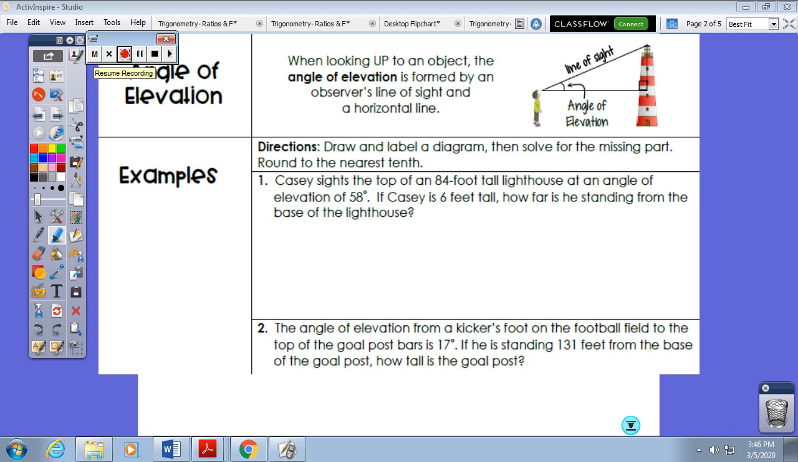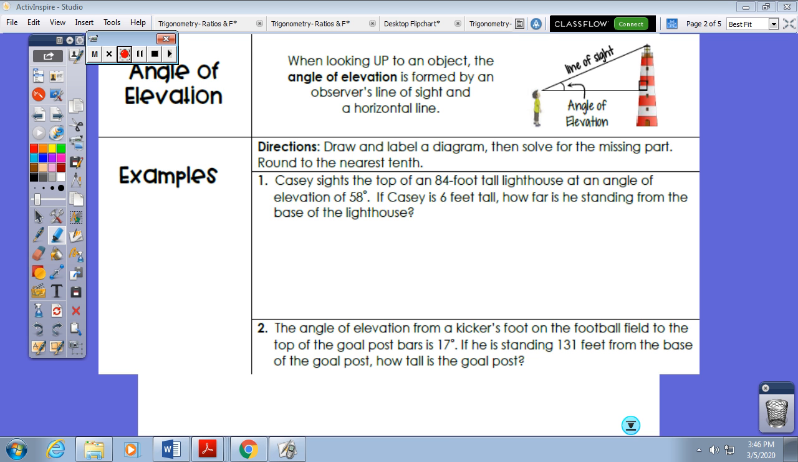In this video we're going to talk about angle of elevation and angle of depression. When looking up to an object, the angle of elevation is formed by an observer's line of sight and the horizontal line. I think this is a good picture and explanation of angle of elevation. It's looking up, it's elevating. Let's look at some examples.